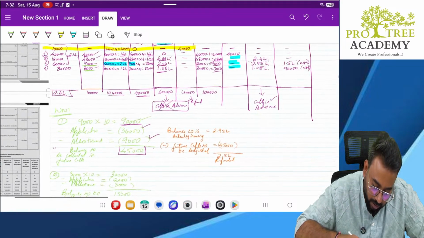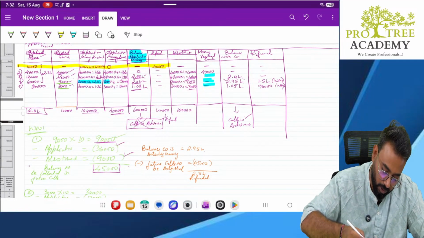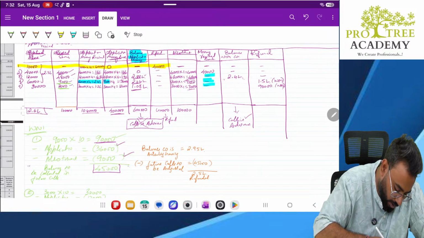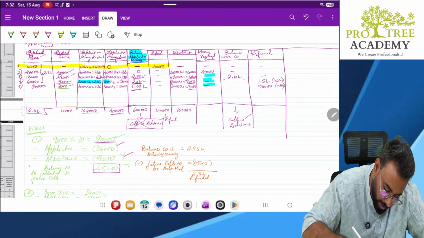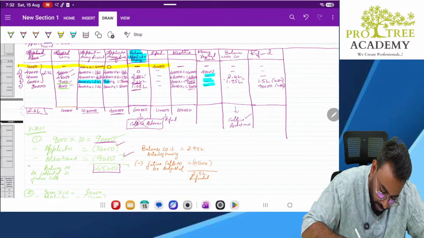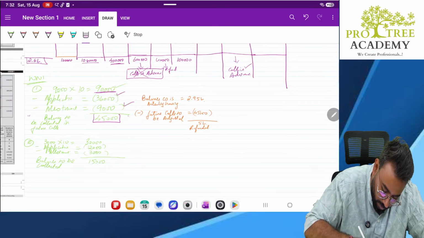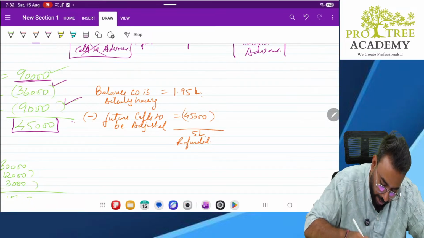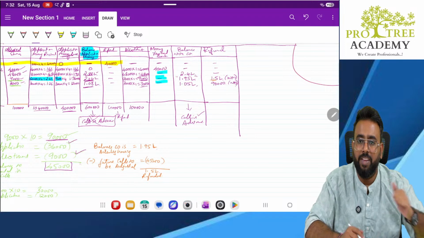Am I taking the wrong figures? Oh, wait. Sorry. My mistake, guys. This is the wrong figure. What was the balance application money? 2.04 lakh minus 9,000 is how much? 1.95 lakhs. It was a calculation error. 1.95 lakhs minus 45,000 will give you 1.5 lakh. That is your refund. Why are we refunding it, sir?